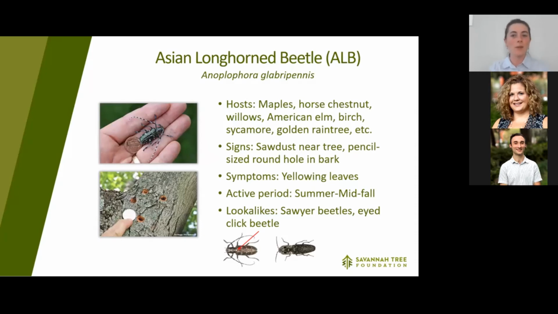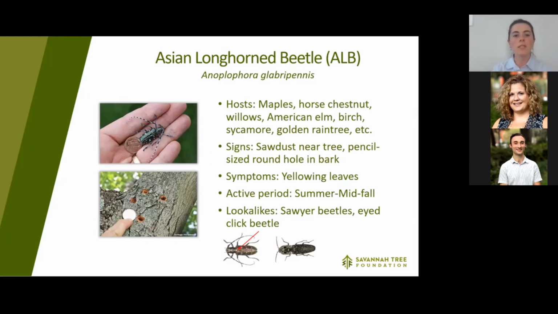Another one that's around here is the Asian longhorn beetle, which personally I like the look of. I don't like the effects. I think that they're a really interesting looking beetle, but they are not native and they are pretty destructive. Some of their hosts are maples and horse chestnut, so a lot of hardwoods. The signs would be that maybe there's sawdust near the tree from whenever the insect burrows into the tree and kicks out a lot of that sawdust.